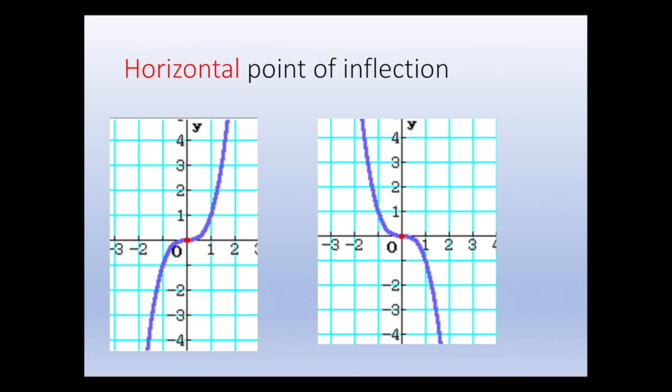Alright, now let's look at what I call a horizontal point of inflection. Here, this is y equals x cubed, and this is y equals minus x cubed. You can see that there's no minimum turning point or maximum turning point. Same with y equals minus x cubed. There's no maximum or minimum turning point. Therefore, the point of inflection is called a horizontal point of inflection.